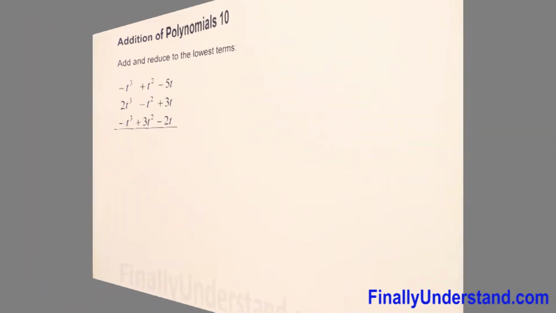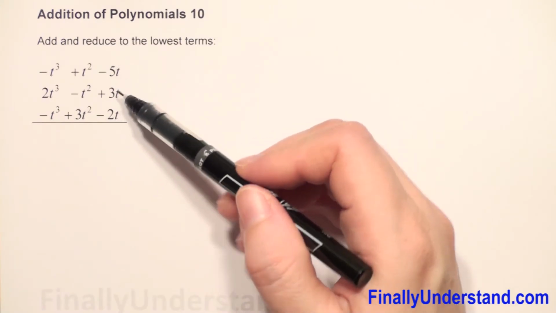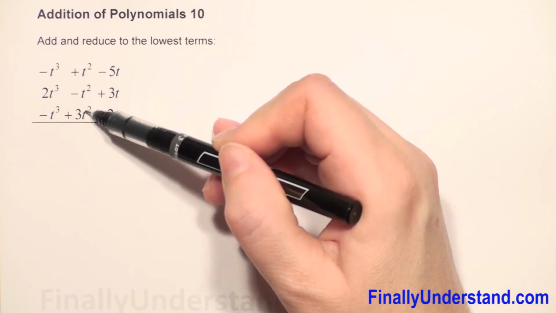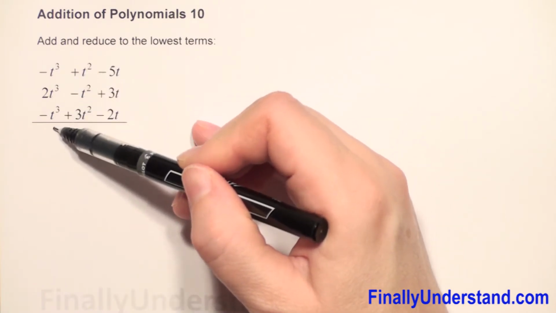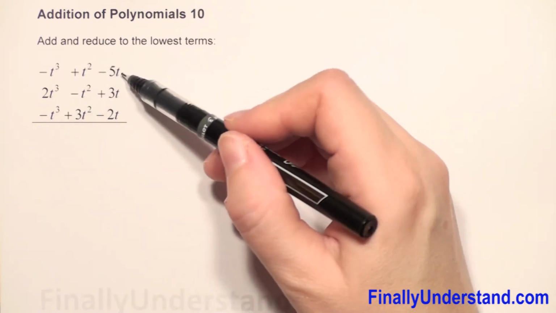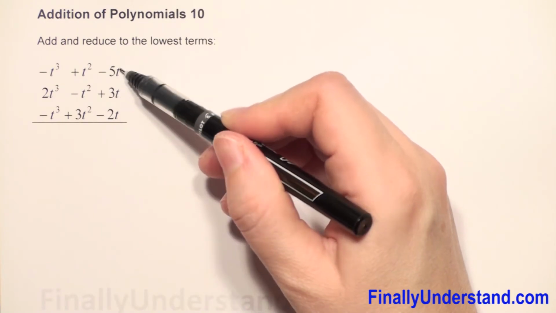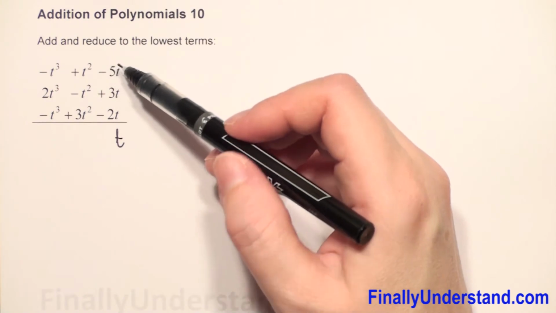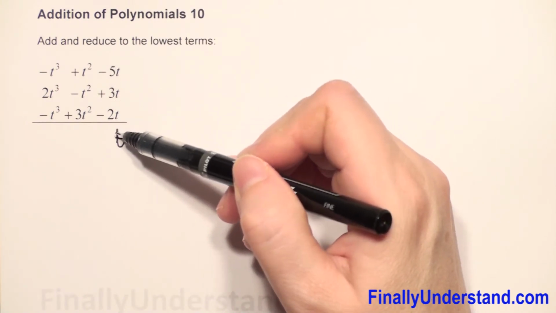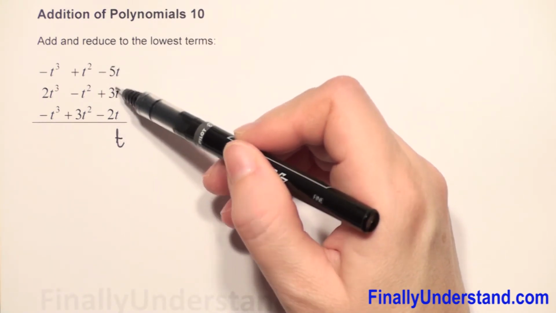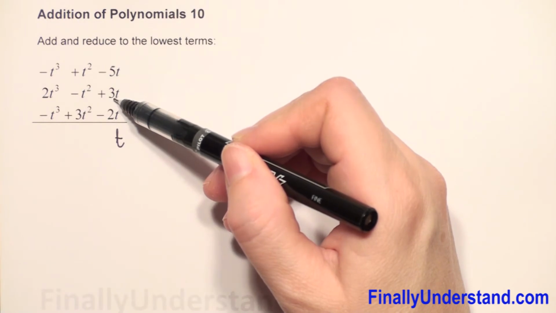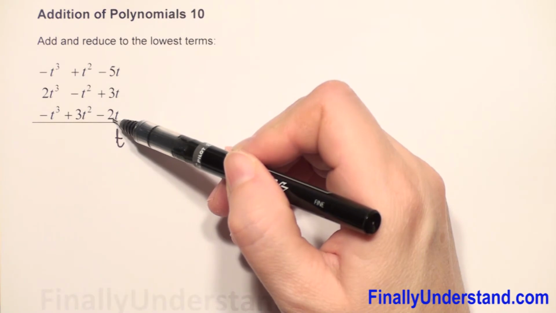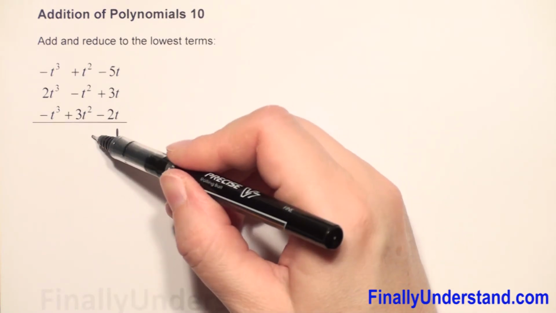We already have the like terms in columns. We see t as the first column, next t squared and t cubed. So now we have to just copy the variable. We have t, so we copy t, and next we have to add the coefficients. We have -5 plus 3 is -2, and -2 minus 2 will be -4.